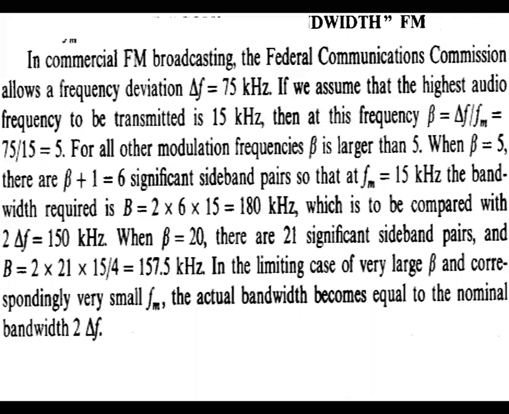When beta is equal to 5, N is beta plus 1. Because beta is equal to 5, 5 plus 1, there are 6 significant sideband pairs. So for FM of 15 kilohertz, the bandwidth requirement is N equal to beta plus 1, which is 6.